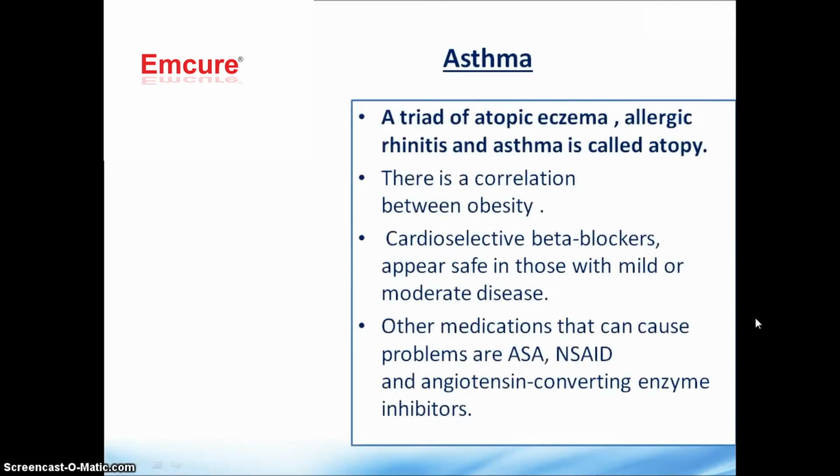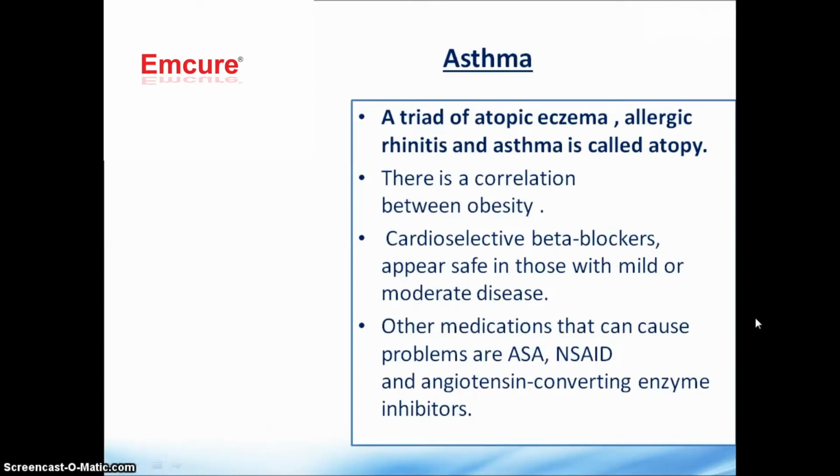When a triad, that means 3 diagnoses or 3 diseases, are simultaneously present, it is called atopy. A triad of atopic eczema, which is a skin condition, allergic rhinitis, which affects your nose, and asthma, which affects your lung, is called atopy. So atopic eczema, allergic rhinitis and asthma contribute to a triad, and that is called atopy. There is a correlation between obesity and asthma too.